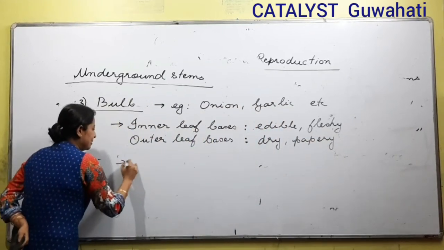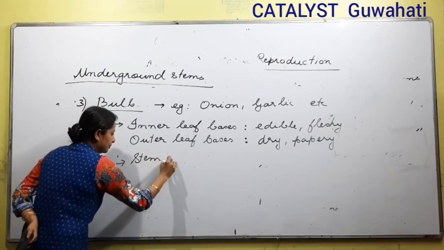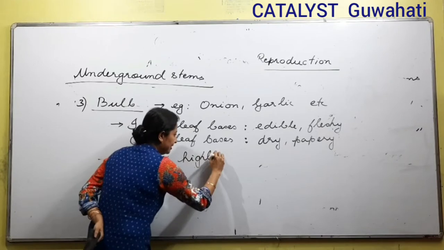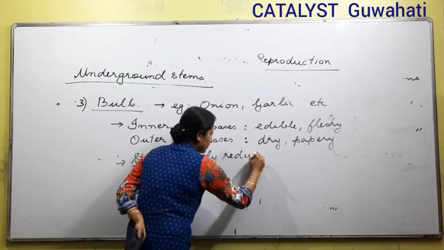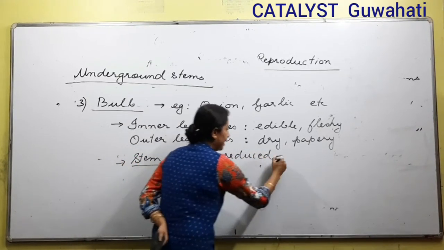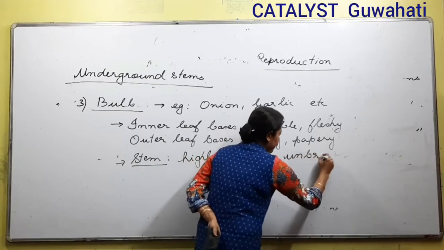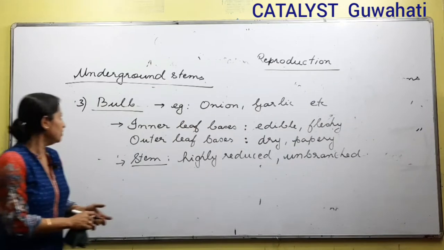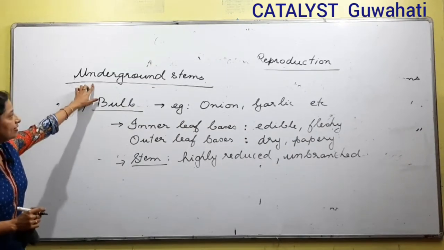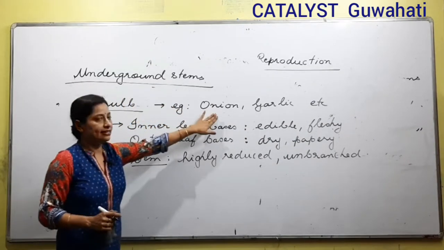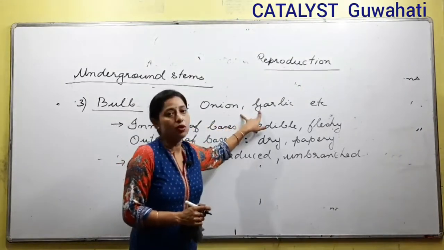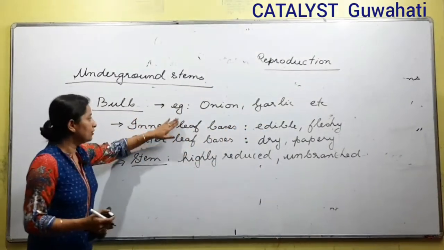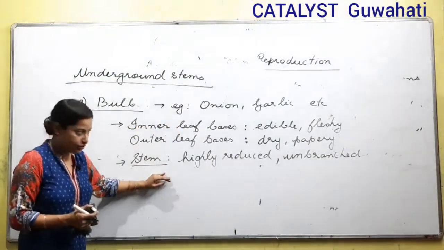Talking about the stem, it is highly reduced and it is unbranched. Right? So, bulb is the third type of underground stem. Common examples are onion and garlic. These again are the two most common examples that we see in our everyday or day-to-day life. So, these are the three points that you need to remember.